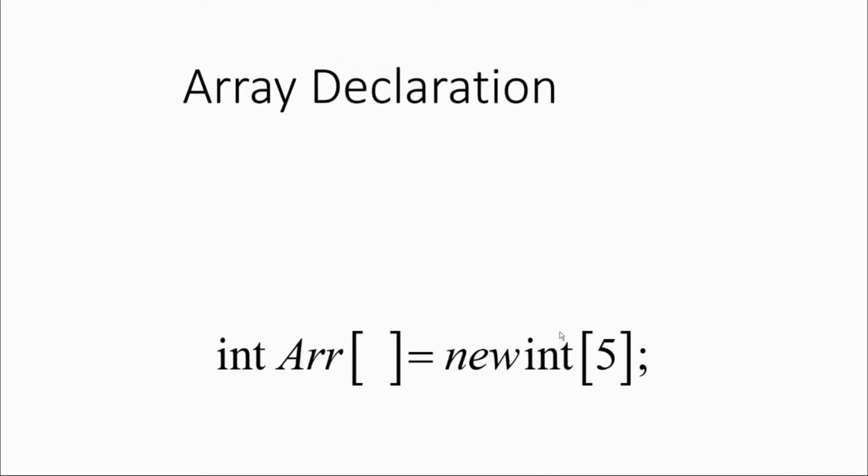To declare an array in Java, you have to write this statement: int ar[] = new int[], and within these brackets, you give the limit. So what are these terms? Let us see. Now this int is the data type.